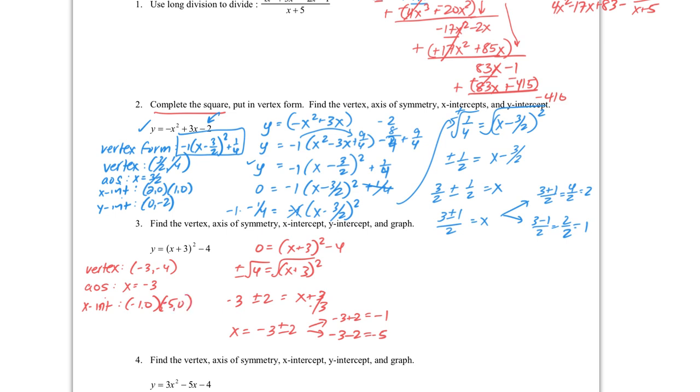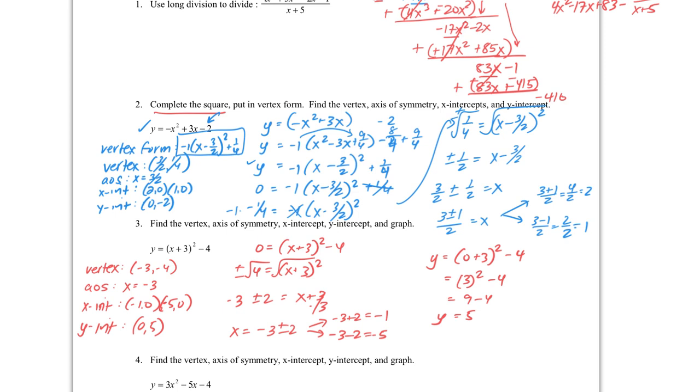Like that. And my y-intercept, I have to make x equal to 0. So I make x equal to 0, and I figure out what y is. So that's going to be 3 squared minus 4, 9 minus 4 equals 5. So I know my y-intercept. If x is 0, y is 5.